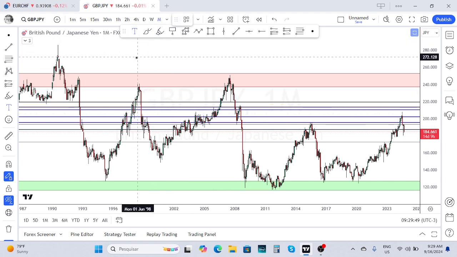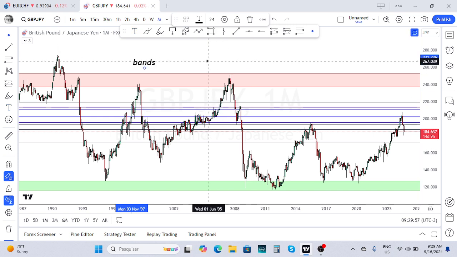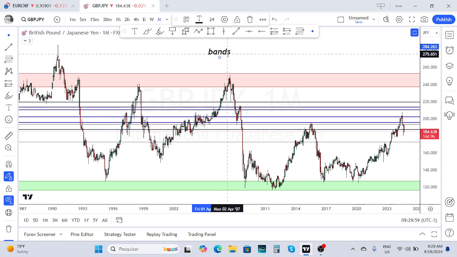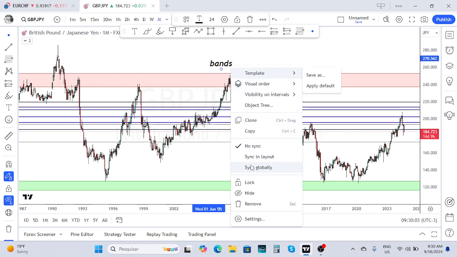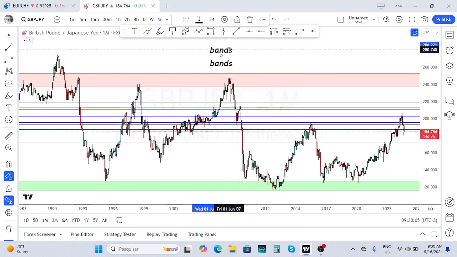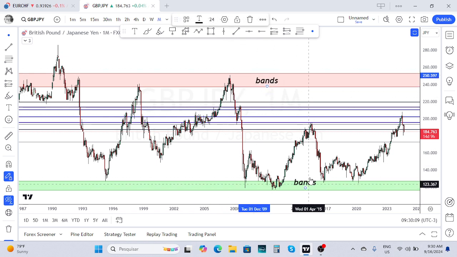Bands, yes, bands. All right, bands. So this is what they do. They keep price between the bands. So we have the resistance band here, and we also have the support band. So they keep their trade agreement between the bands.